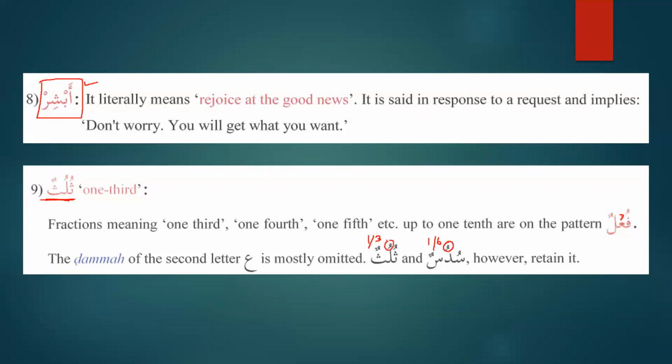So when you want to say 1/3, you will say thuluthun. If you want to say 1/6, you will say sudusun. But if you want to say 1/5, you will say khumsun. If you want to say 1/4, you will say rub'un. So 1/3 and 1/6 are exceptions where ainul kalima takes dhamma. But when you talk about 1/4, 1/5, 1/7, 1/8, and 1/9, then ainul kalima will be sakin. So this is one of the patterns, inshallah, and we will learn in detail when we do the exercises.